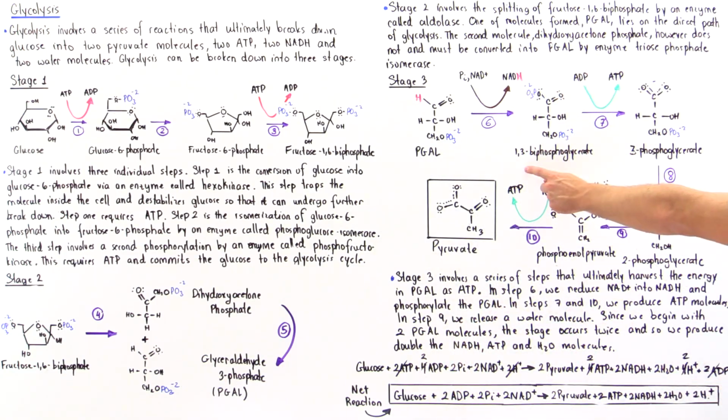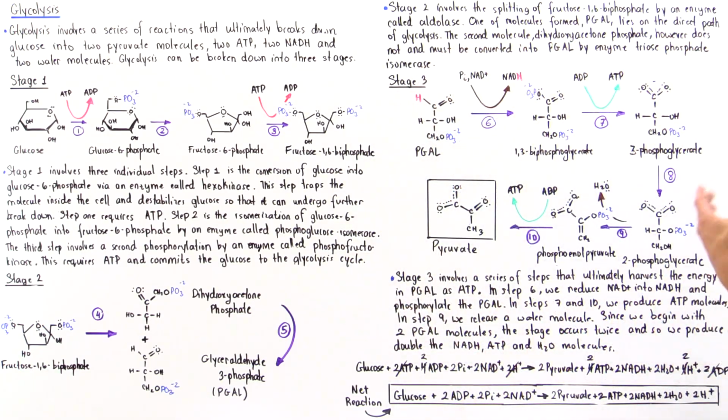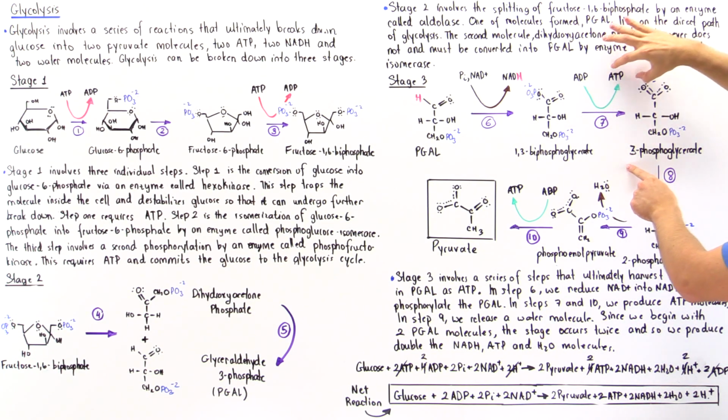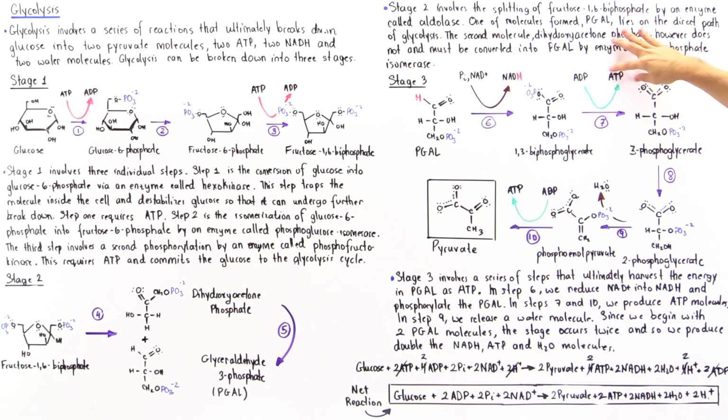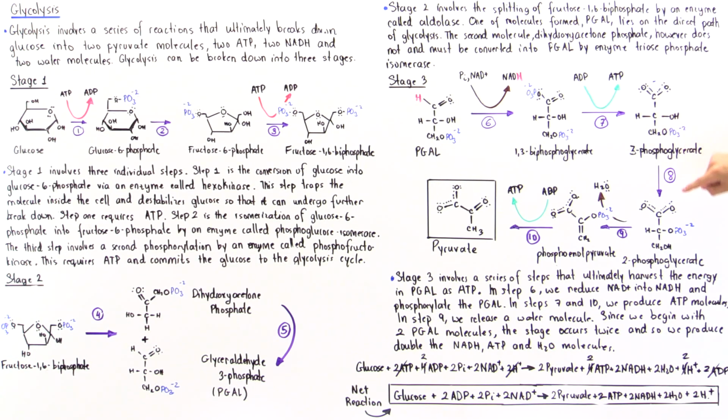And then we take the 1,3-BPG and we mix it with ADP as well as an enzyme known as phosphoglycerate kinase, and we transfer this phosphate group onto the ADP to produce our first ATP molecule, as well as the 3-phosphoglycerate, which also contains this phosphate group. Now, in step 8, we take this and we transform it into this molecule, 2-phosphoglycerate, by using an enzyme known as phosphoglycerate mutase. And what we do is we transfer this phosphate onto this section as shown.